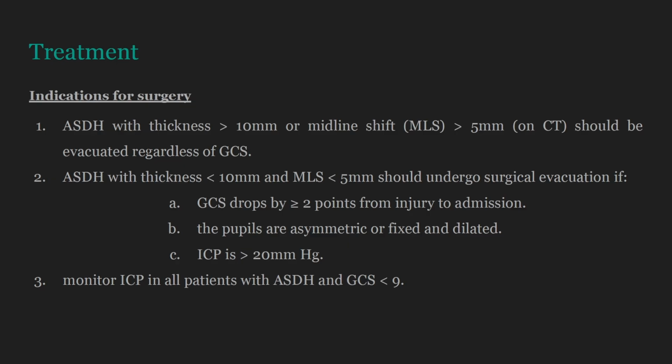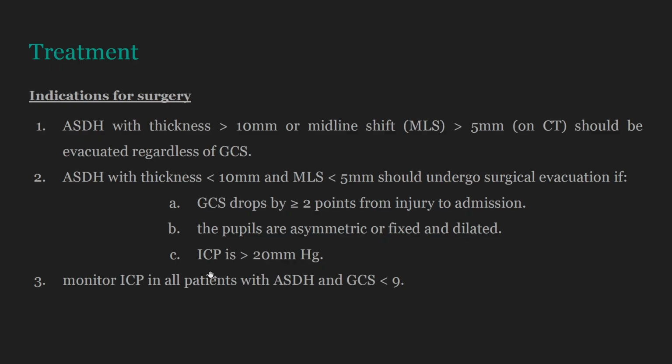So you should do surgery even if the hematoma itself was not large enough or the midline shift was not big enough, okay? Or if the pupils of the patient were asymmetric or fixed or dilated, you should also do the surgery because of the pupils. Let's say the right pupil was dilated at the examination. This means that there is brain injury. There is mass effect of the hematoma on the brain itself. So this patient might undergo surgery.